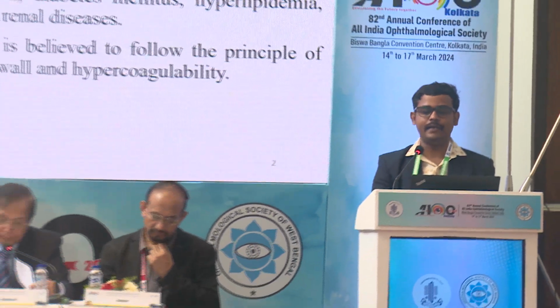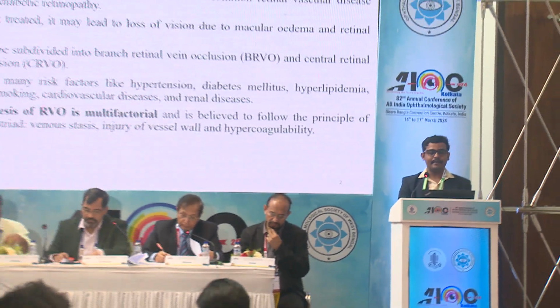Good morning. Neutrophil lymphocyte ratio and platelet lymphocyte ratio in retinal vein occlusion. It is the second most common retinal vascular disease following diabetic retinopathy. If it is not treated, it may lead to loss of vision due to macular edema and retinal ischemia. It can be subdivided into BRVO and CRVO. There are many risk factors like hypertension, diabetes, hyperlipidemia, etc.